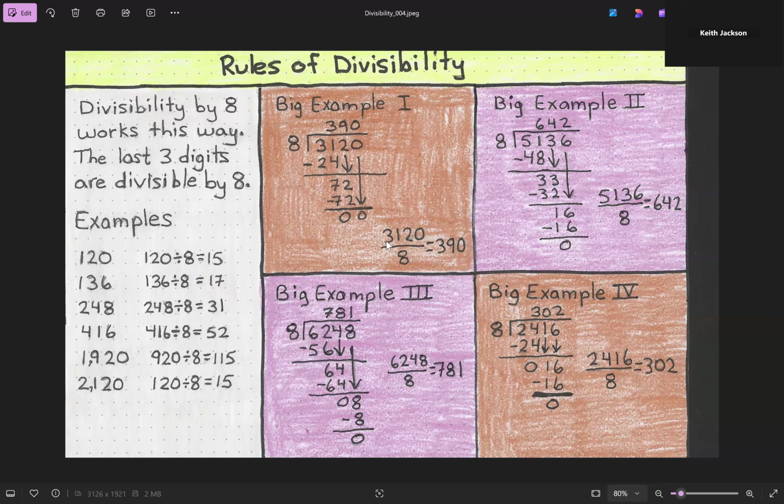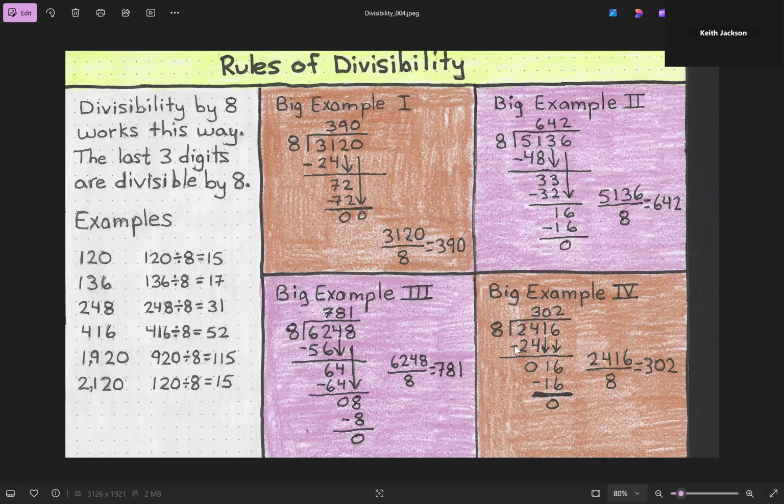Now let's go to big example 3, and we continue to prove our point and trust in this particular rule of divisibility. Because right now we have 6,248 divided by 8. We know that 248 is divisible by 8, which means that 6,248 is also divisible by 8. And when we plug it into our calculator, we will discover that 6,248 divided by 8 will give us 781.